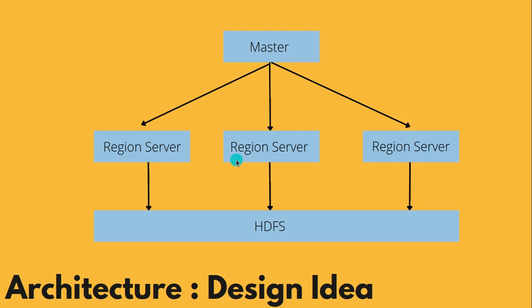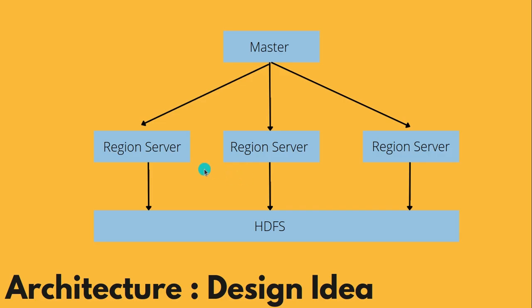In this case, you can check it out. We have the master at the very top, which is a root, or we can say a kind of master slave architecture. At the bottom we have region servers, and then we have HDFS. So let's talk about these things in detail, guys.